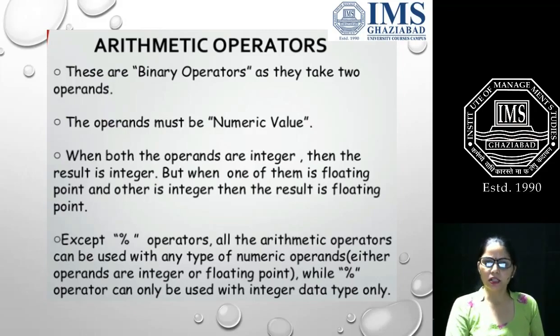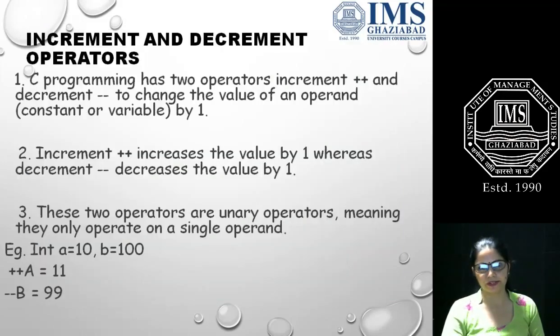Now all the arithmetic operators except modulus, that is percentage, work on all types of numeric data. It can be integer data, it can be floating data, or we can say decimal values. But the percentage operator, or modulus operator, works only on the integer data types. It never works with decimal numbers. So this is a basic overview of arithmetic operators.